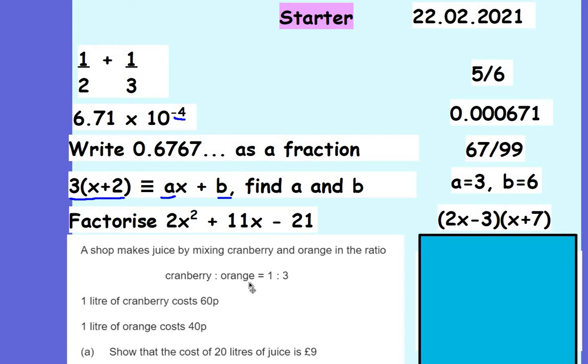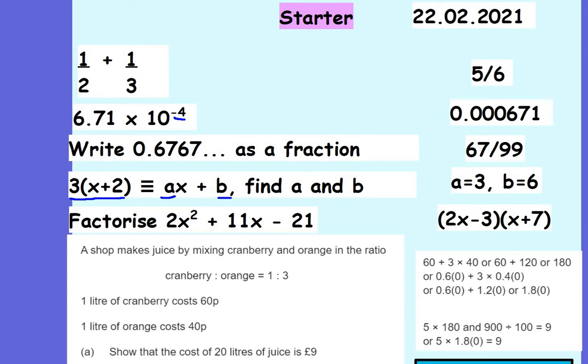And then for my final question, I asked you: a shop makes juice by mixing cranberry and orange in the ratio 1:3. If 1 litre of cranberry costs 60p and 1 litre of orange costs 40p, show that the cost of 20 litres of that combined juice is £9. And if you've done either of those methods, you'll get full marks for that question.